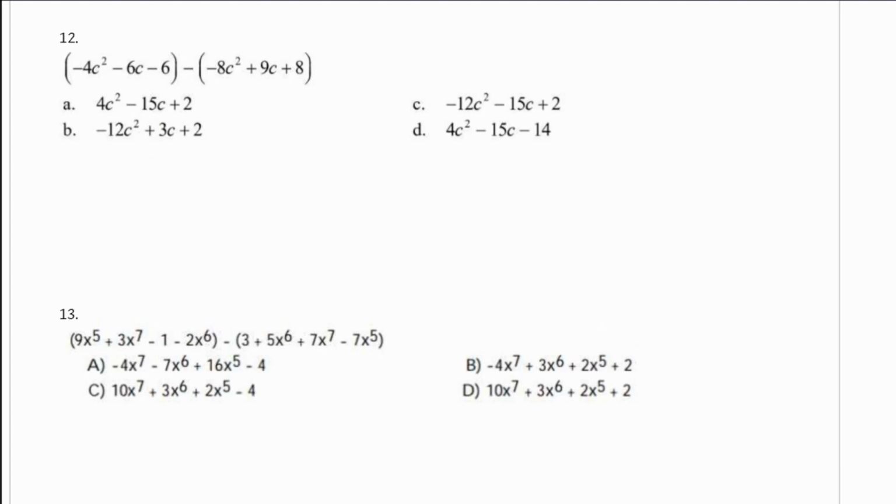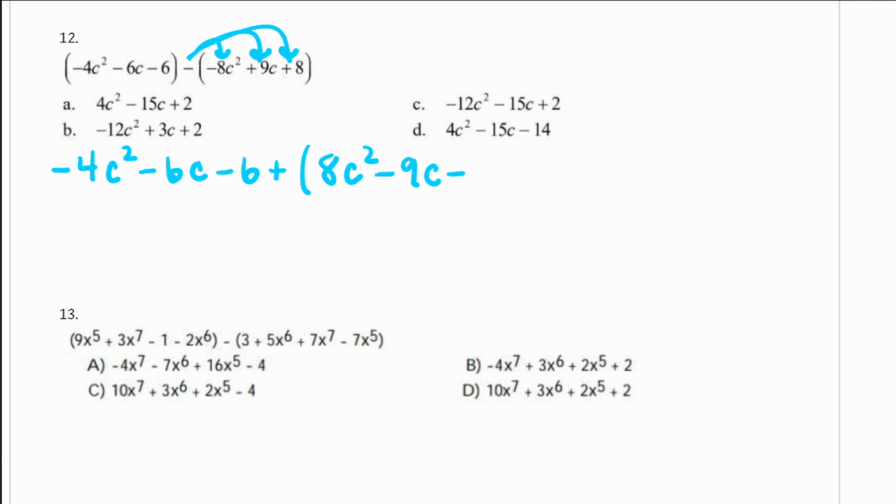And now subtraction is going to be pretty similar to addition. We're just going to start by distributing that negative sign. Okay, so we're going to look at this as the first thing, negative 4c squared minus 6c minus 6, plus a negative of negative 8c squared plus 9c plus 8. So I'll say that this is negative 4c to the 2 minus 6 times c minus 6, and then plus, when I distribute the negative to all three terms, I'll have positive 8c squared, negative 9c, and negative 8.